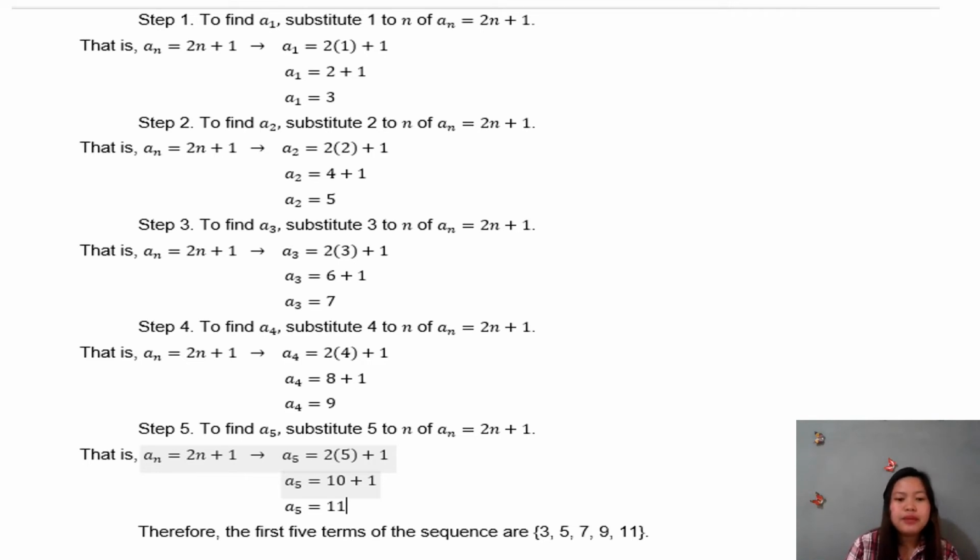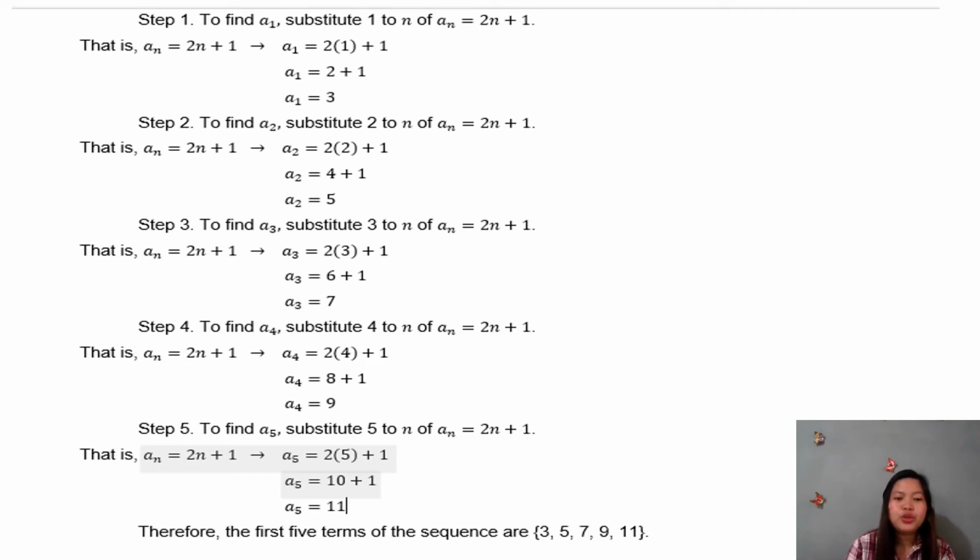To find a sub 2, substitute 2 to n of a sub n equals 2n plus 1. So that is, a sub 2 is equal to, si n nato diri, alista nato ng 2, so that becomes 2 times 2 plus 1. So 2 times 2, that's 4 plus 1, that's 5.